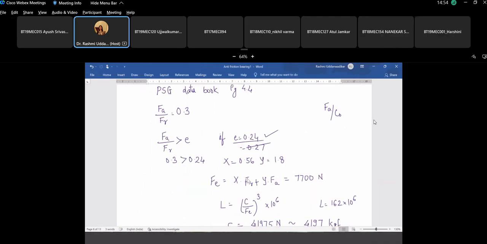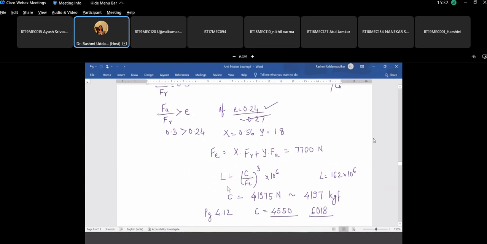So X and Y, they are representing the composition of radial load and axial load by formula to get the equivalent load. So if a bearing is subjected to radial and axial both, we have to find out what is the equivalent load, which will cause the same amount of damage or the same amount of loading as that of the radial load. So with X times FR and Y times FA, we got the equivalent load as 7700. And for this equivalent load, by using the formula L is C by FE whole cube million cycles, where L becomes the life, L10 life. When we are simply writing L, it is always L10 life by default.